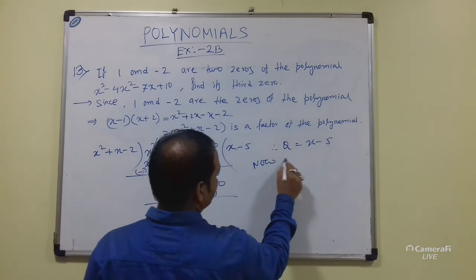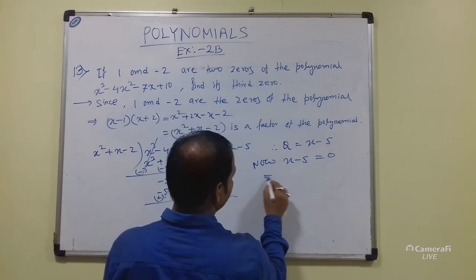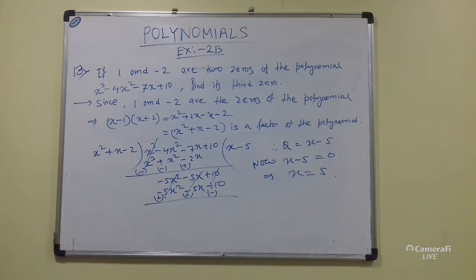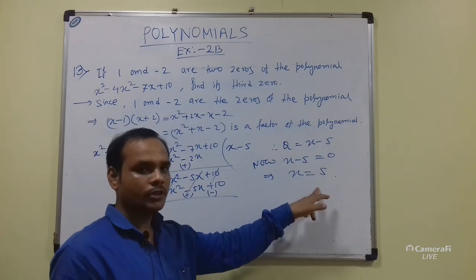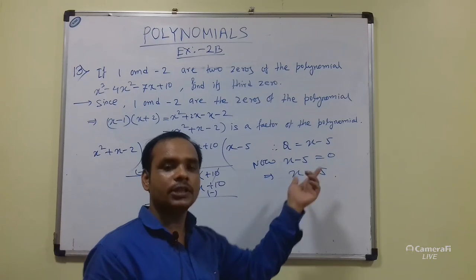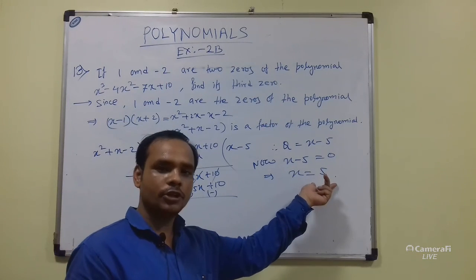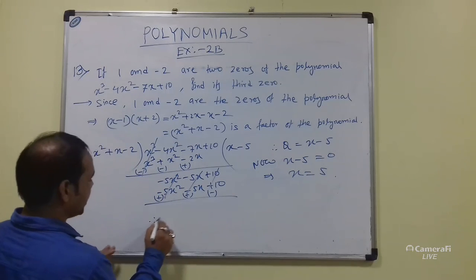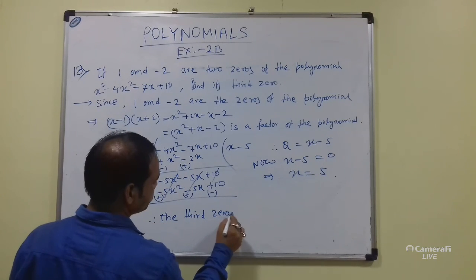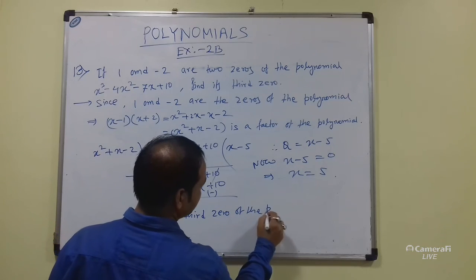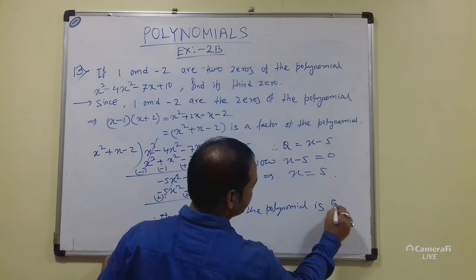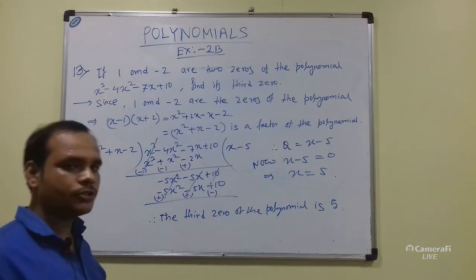Now x minus 5 equals to 0 implies that x is equal to 5. So the third value of x is 5. Two values are 1 and minus 2, and the third value of x is 5. Therefore the third zero of the polynomial is 5. So we write the answer: the third zero of the polynomial is 5. Understood students?